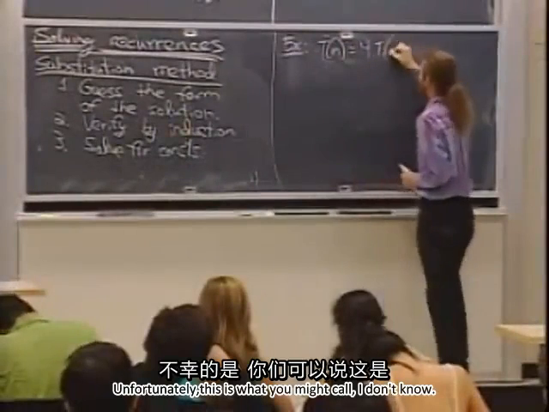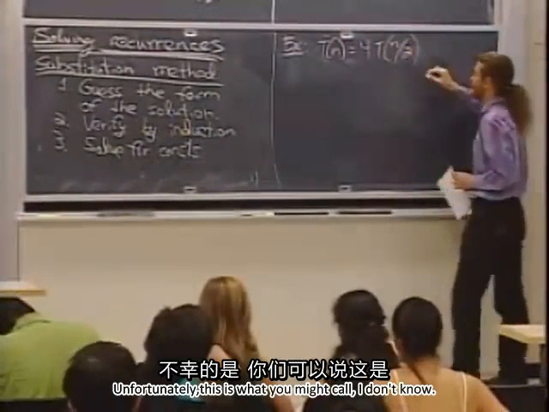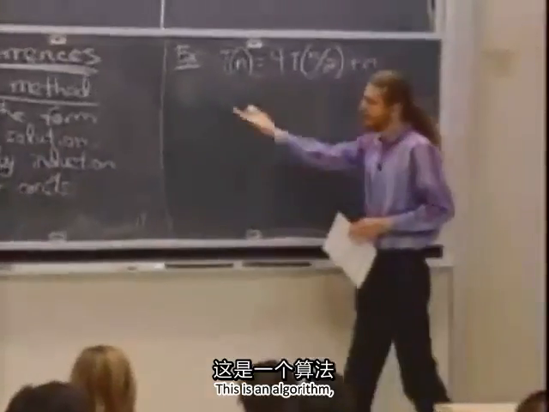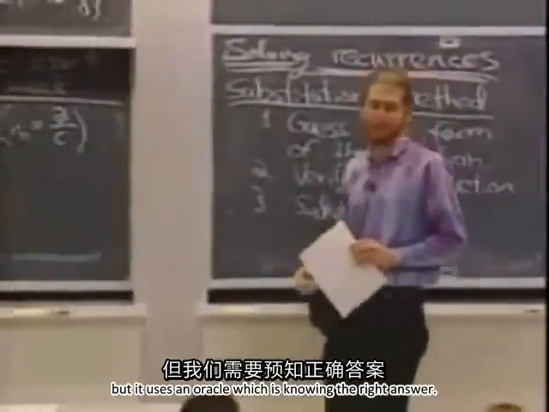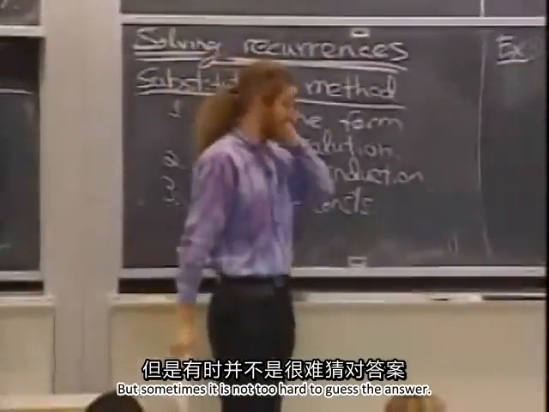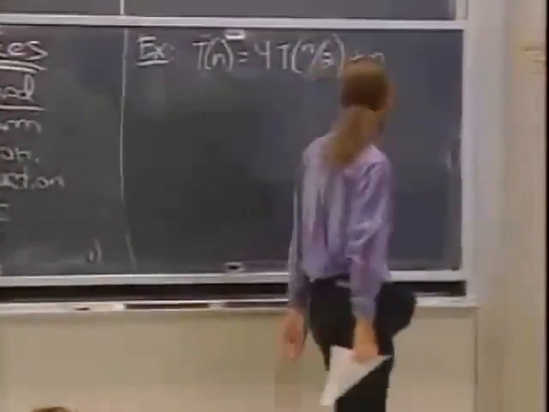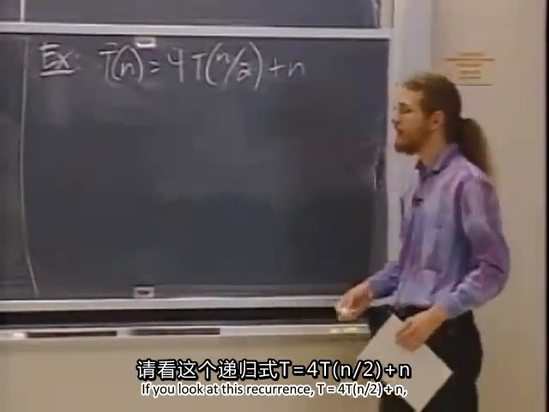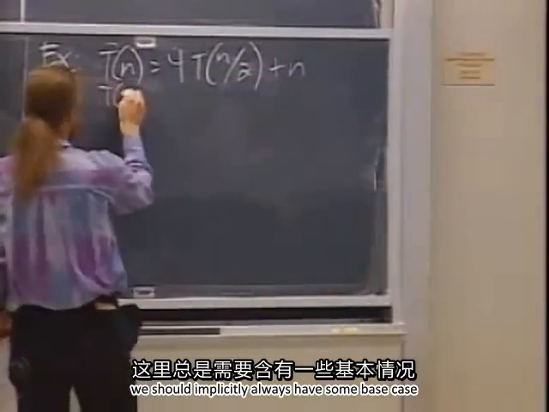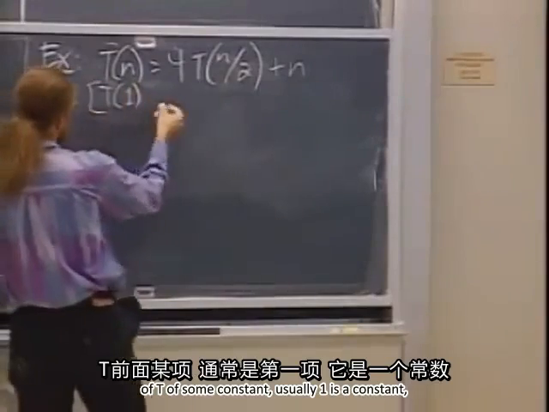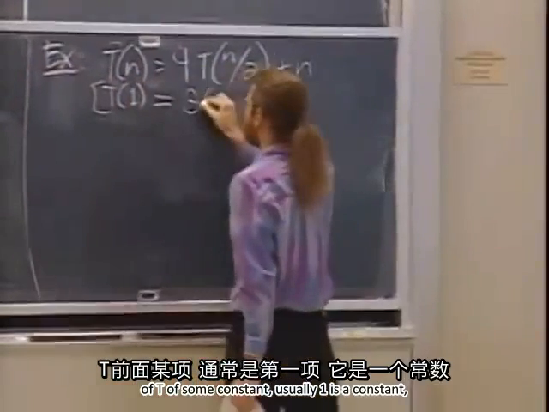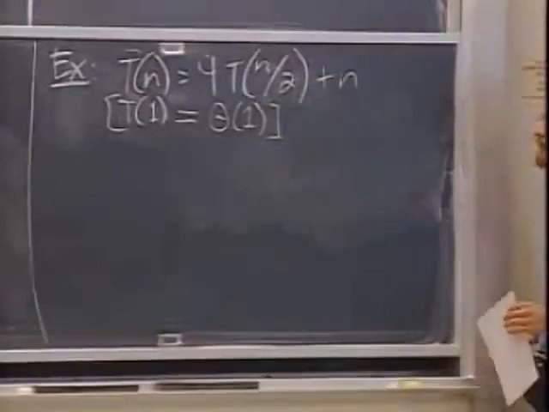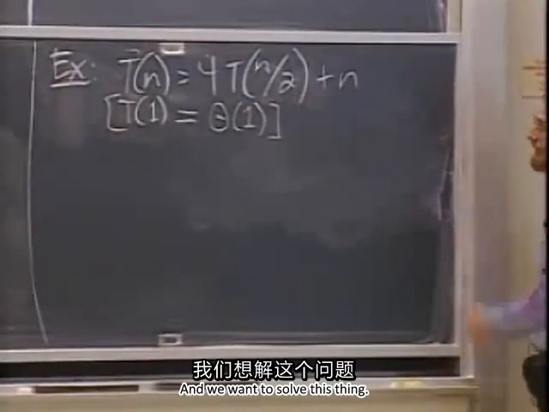Unfortunately, this is what you might call, I don't know, an algorithm, but it uses an oracle, which is knowing the right answer. But sometimes it's not too hard to guess the answer. Depends. So if you look at this recurrence, T(n) is 4 times T(n/2) plus n. We implicitly always have some base case of T of some constant, usually 1, is a constant. So we don't really care about the base case. For algorithms, that's always the case. And we want to solve this thing.